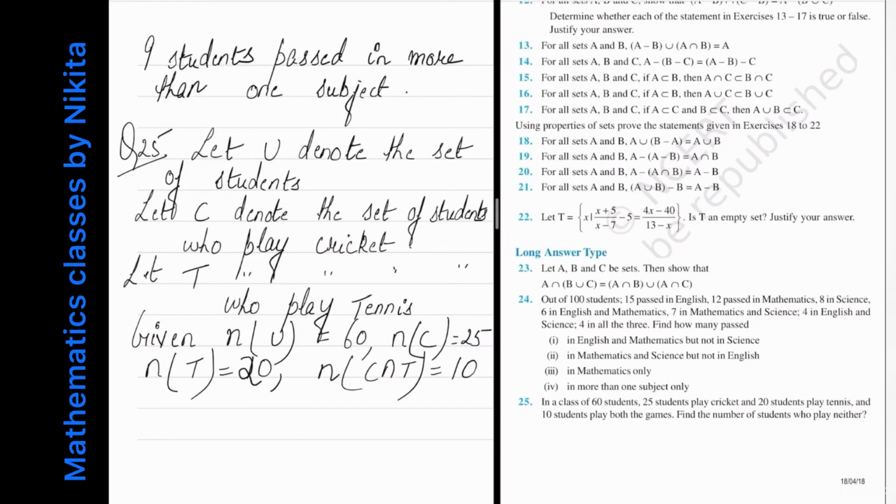So neither means you have to find the number of students who play neither cricket nor tennis. So what you have to find? To find n of C complement intersection with T complement. So this is neither cricket, this is nor, and this is neither tennis.